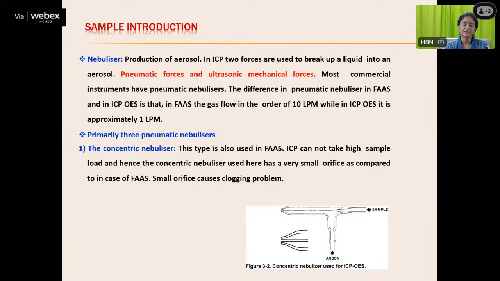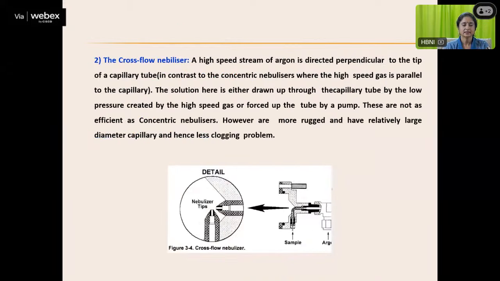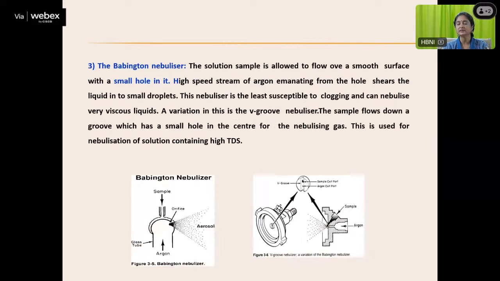There are primarily three types of pneumatic nebulizers: concentric nebulizer, then cross-flow nebulizer, which is very good for high salt content samples. You can go through it. All the details are written here. So if your sample has very high salt content, then this can be used. And the Babington nebulizer is for either viscous samples or oil type of samples, and even high TDS samples can be done here.